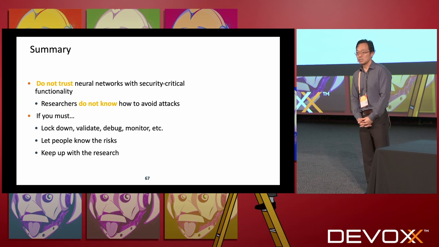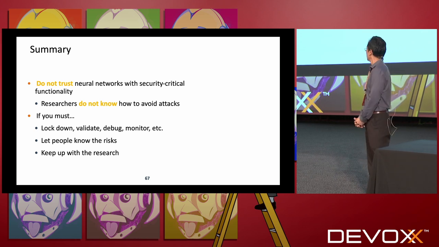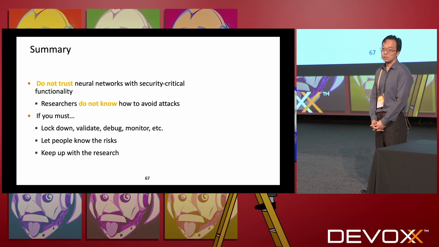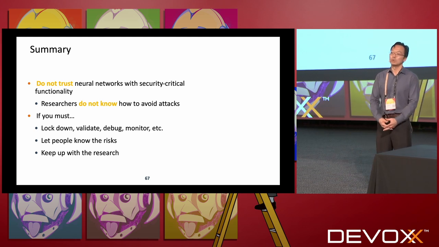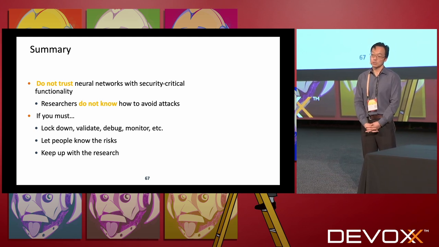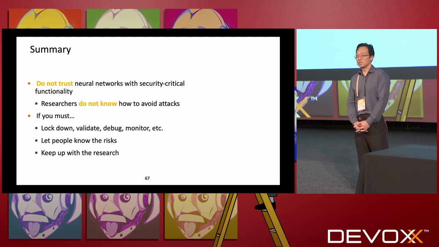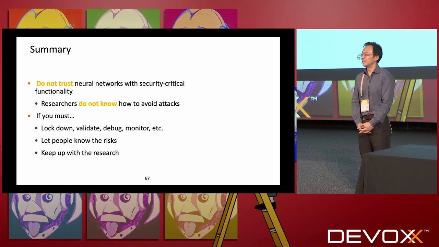But, you know, if you must, lock down, monitor, validate, version, everything. And you need to let people who are going to be responsible for this product know what the risks are. And you want to keep up with the research, which is a lot. I mean, it's growing all the time. There are just papers and papers coming out. So you've got to learn to love the math and read the papers and kind of know what you're getting into.